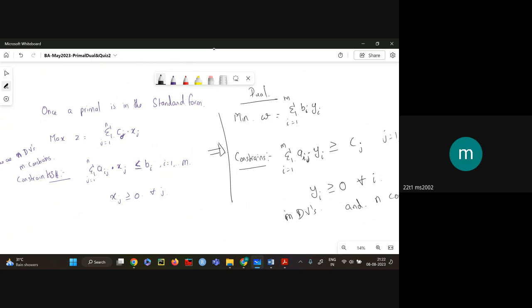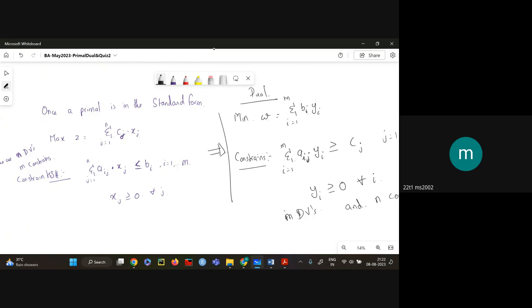So what I will do is I will flip everything in the dual. Maximization would become minimization. Z would be replaced with W. Cj would be replaced with Bi. Xj would be replaced with Yi. So if there is a suffix j, I would replace it with i. If there is a suffix i, I would replace it with j.